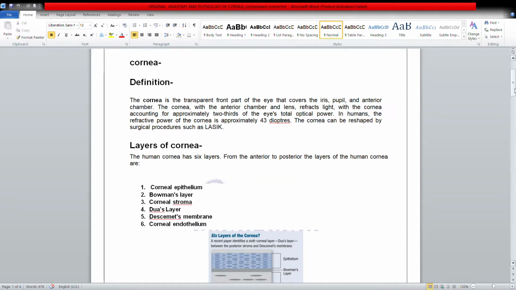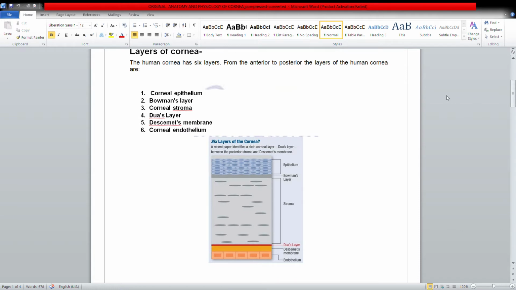Next, layers of the cornea. What are the layers of the cornea? The human cornea has 6 layers from anterior to posterior. The layers of the human cornea are the corneal epithelium, Bowman's layer, corneal stroma, Dua's layer, Descemet's membrane, and lastly the corneal endothelium. So here is the structure of the cornea's layers.